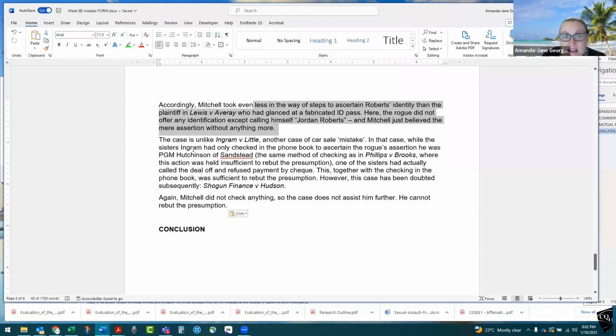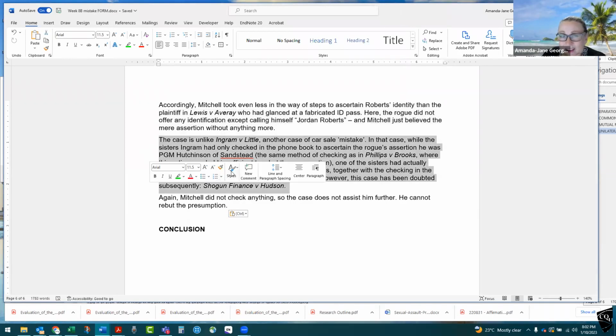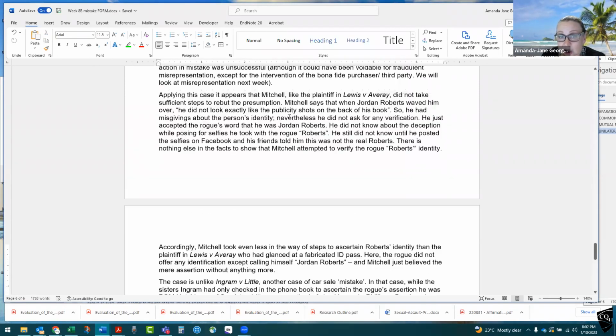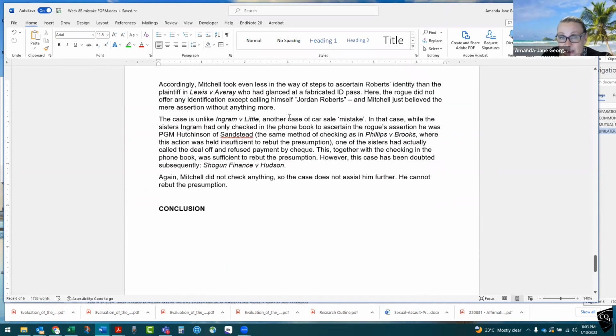Here, I've included another case just for a bit of swagger, just to kind of flex on the marker and say, look, not only do I know what the closest case is, I can actually show you that I know that there's another case out there that is something similar, but they were successful in that case, but again, it's not going to apply to our facts. You'll read about Ingram and Little in Gore. But in that case, it involved another car sale.